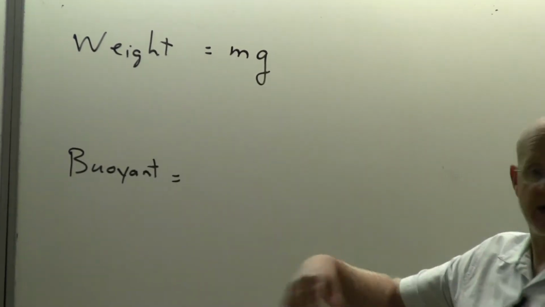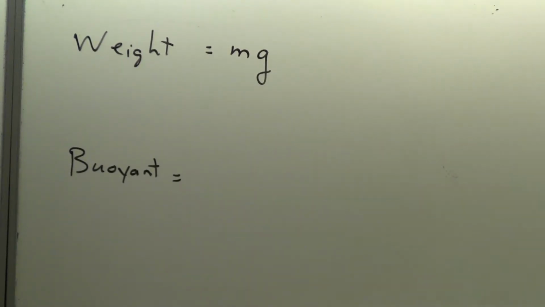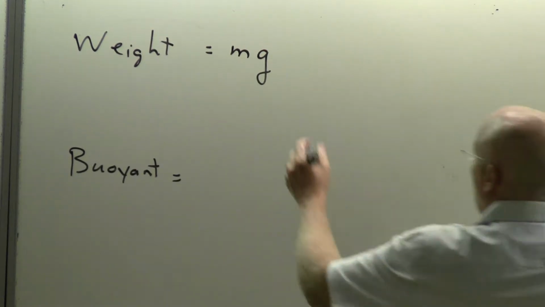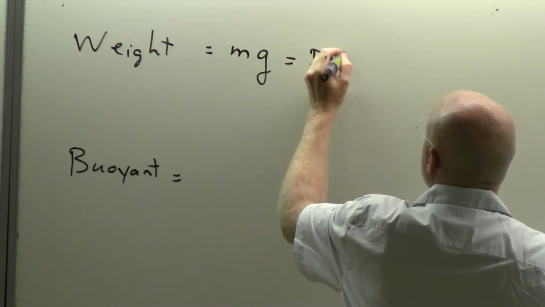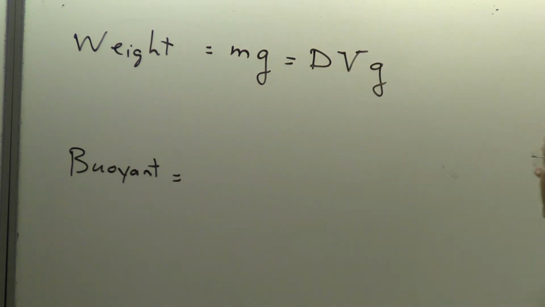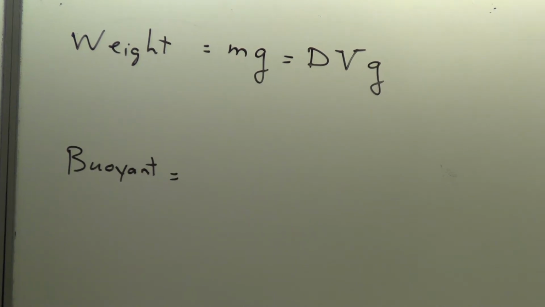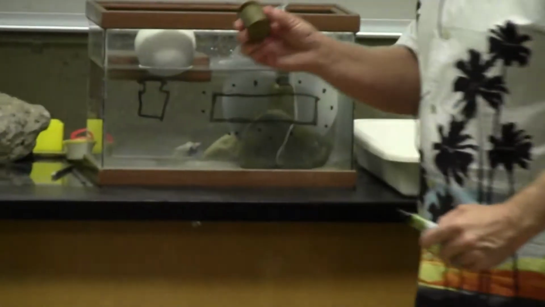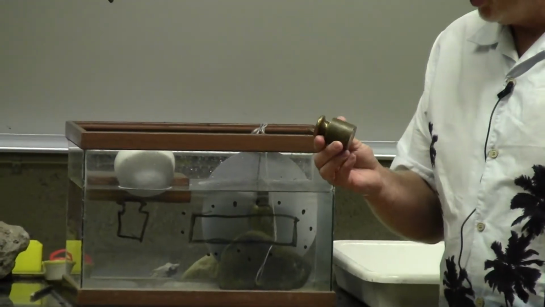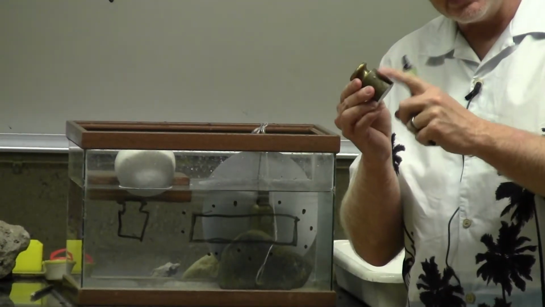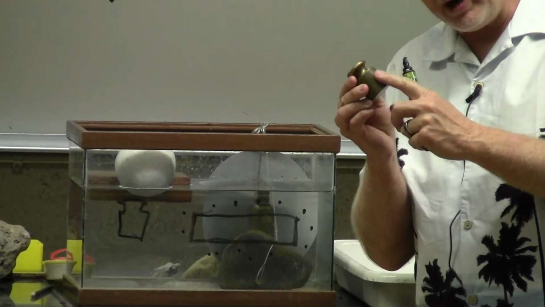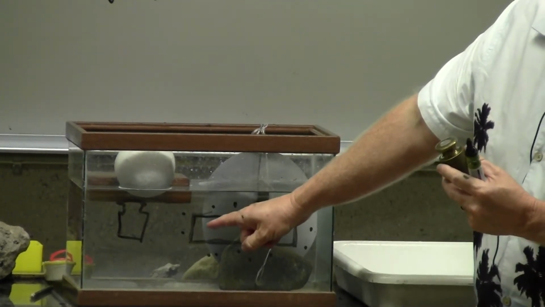because we've done weight starting all the way back in chapter 3. Weight is just mg. But I'm going to add to that in this chapter. Mass could be density times volume. But here's where I want to be real careful. Let's take this piece of brass again. If I wanted to know the weight of this piece of brass, would I use the mass of the brass and therefore the density of the brass, or would I use the mass of the water?